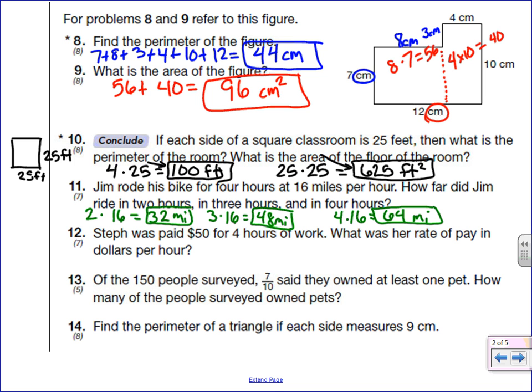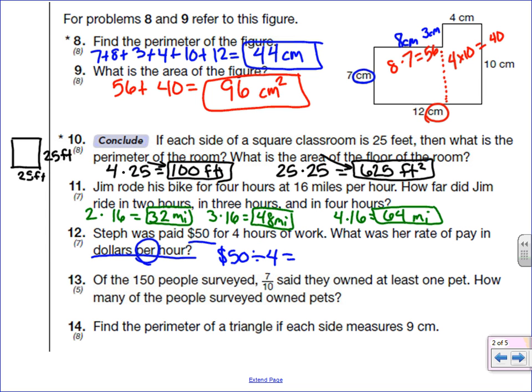Steph was paid $50 for 4 hours of work. What was her rate of pay in dollars per hour? Remember in math, the per means divided. So you're going to take the dollars and divide it by the hours, 4.